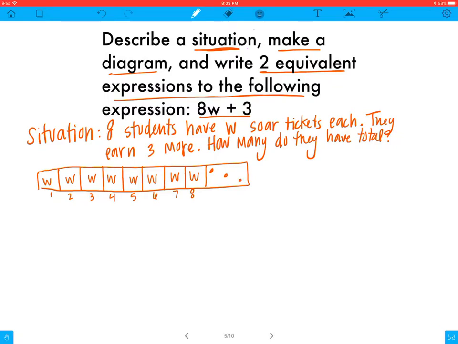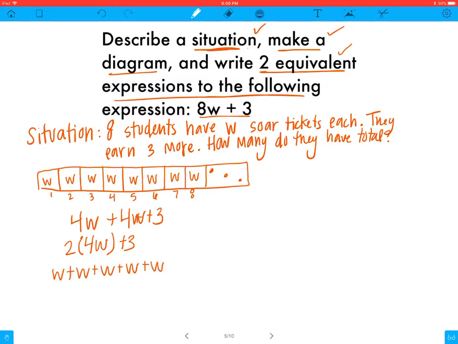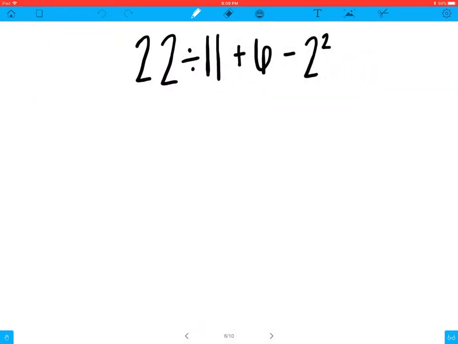So if I wanted to write an equivalent expression, I can use my model to help me. I could write W plus W plus W plus W plus W plus W plus W plus W plus 3. I could write 4w plus 4w plus 3. I could write 2 multiplied by 4w plus 3. I mean, I have some options here, and it's good to have options. And when I'm recognizing that there are multiple expressions, I'm taking it to that next level of noticing and acknowledging the equivalent ones. I'm being a powerful mathematician on a mission, and I'm glad you're here to join me.